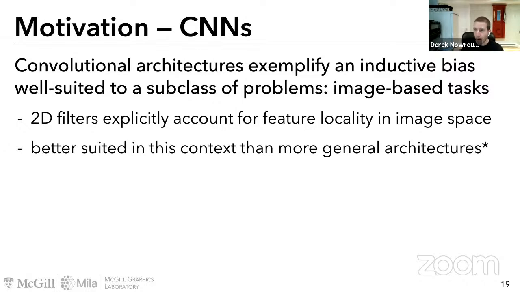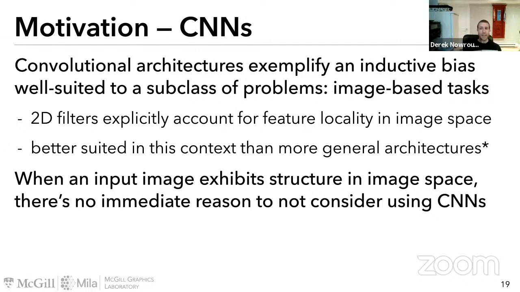So a CNN is, all other things being equal, a better suited architectural prior than, say, a more general architecture. Now here the asterisk says there are a lot of different architectures that can be applied to these kinds of problems, and exploring the relative pros and cons is outside the scope of this talk, but there is some variability there as well. Basically the takeaway with CNNs is, if your input image exhibits structure in image space, as most real world images do, there's no immediate reason to not consider applying a CNN. A good baseline would be to use a neural architecture that is a CNN.